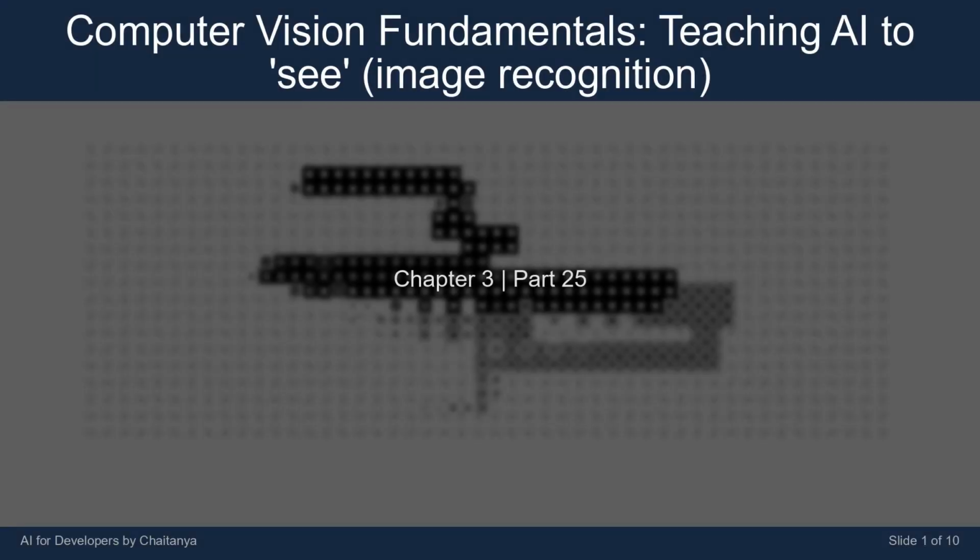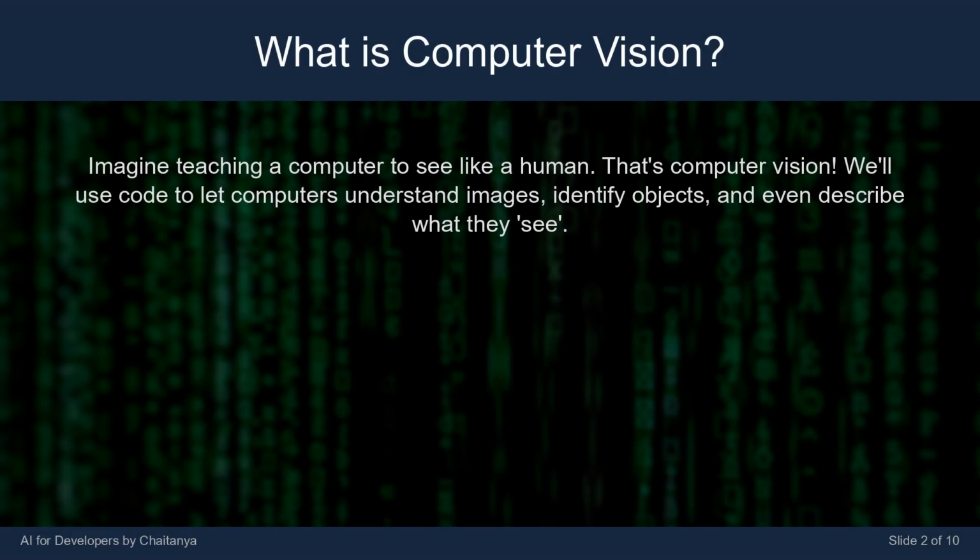I'm Chaitanya Talking Bot. Today's lesson is titled Computer Vision Fundamentals: Teaching AI to See, Image Recognition. Imagine teaching a computer to see like a human. That's computer vision. We'll use code to let computers understand images, identify objects, and even describe what they see.